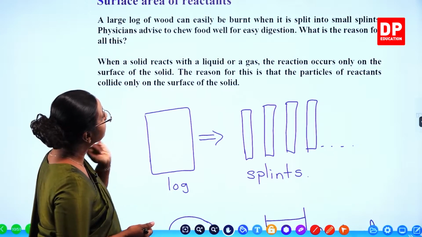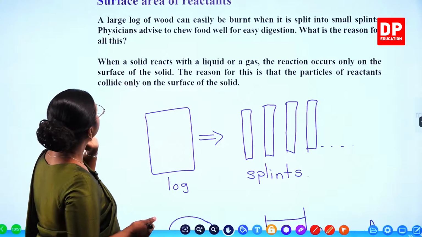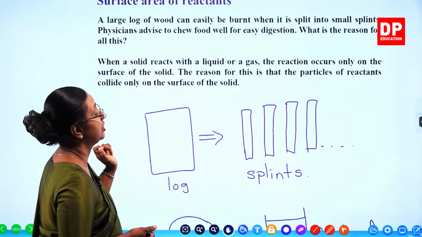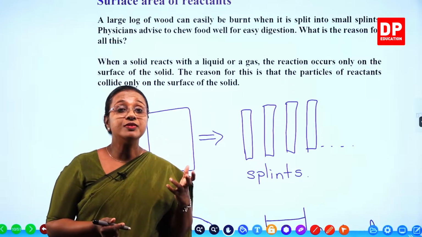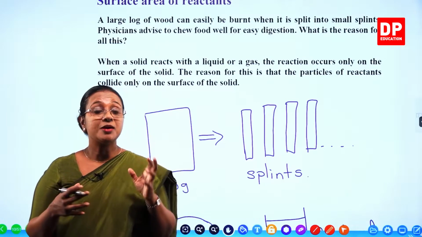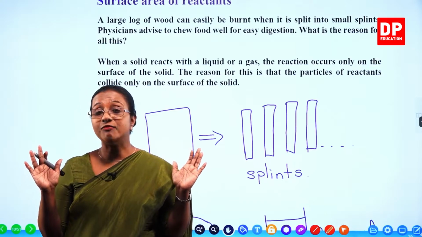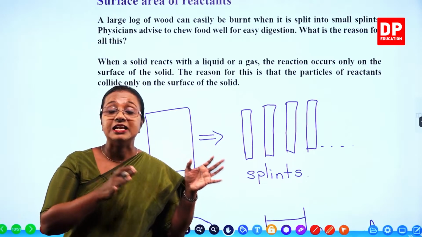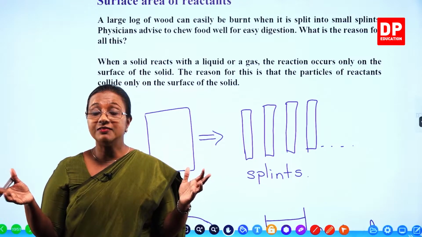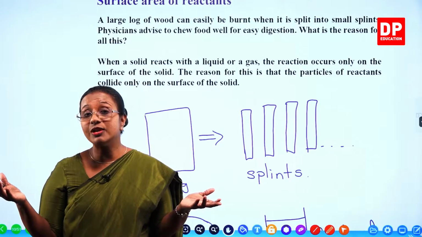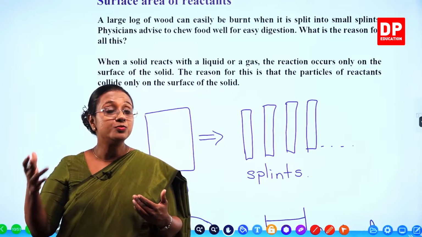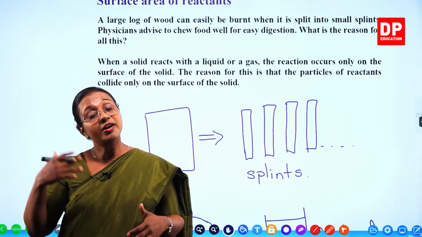Now, here another example. Physicians advise to chew food well for easy digestion. Why do physicians advise us to chew food very well? Now, sometimes, you all know, in school you all have a lot of activities. In addition to studying the lessons, learning in class, you have other activities, extracurricular activities. So, you all are in a hurry to go for that. Sometimes you want to talk with your friends. So, you are in a hurry to do that.